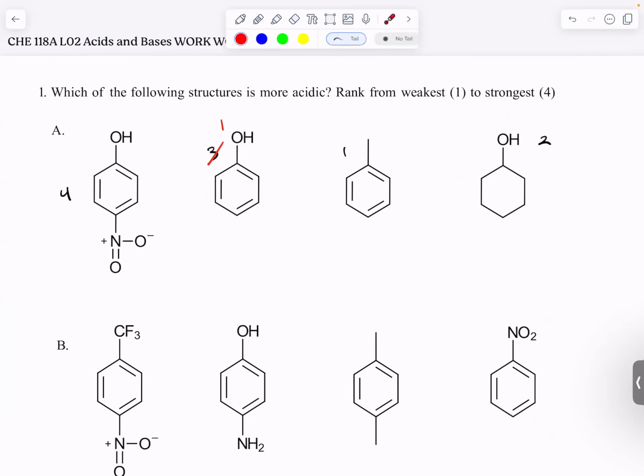Okay. Sorry, so this one, what number? That would be 2, and the one with the hydroxyl group would be 3. This one will be 3. Yes. Okay. Now I feel better about this. Okay, so let's do it together.